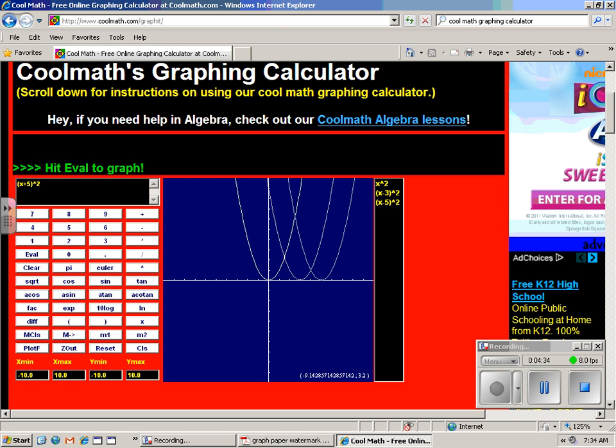Let's add, I'm just going to add 2. Alright, so we should know by now that's going to shift the vertex 2 units to the left, and there it is. Our vertex was at the origin, and adding 2 before you square it shifts the parabola 2 units to the left, shifts the vertex 2 units to the left.